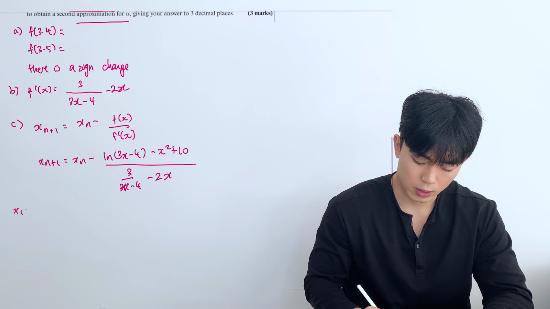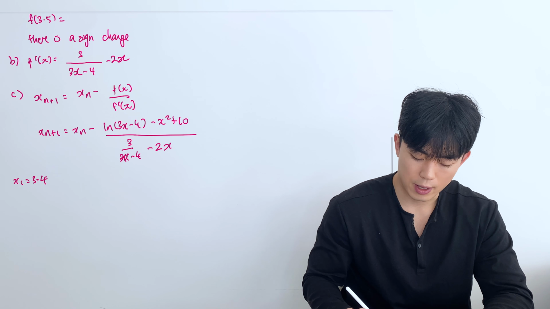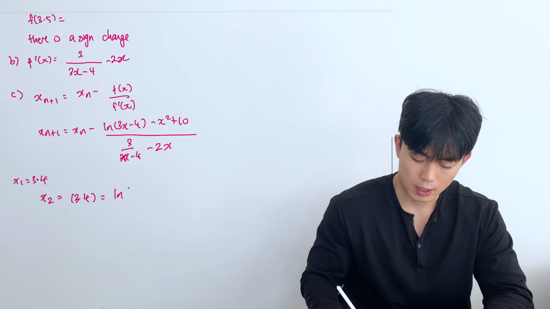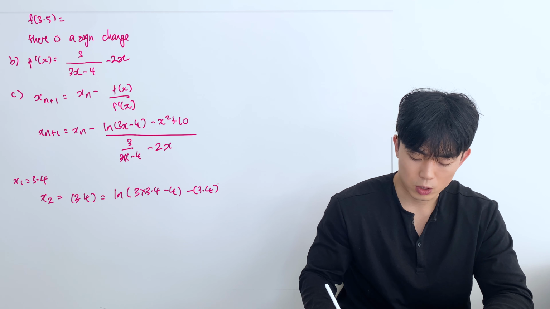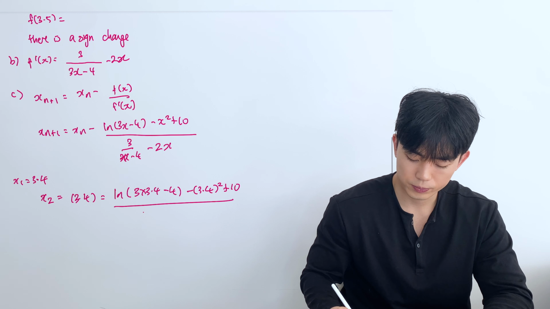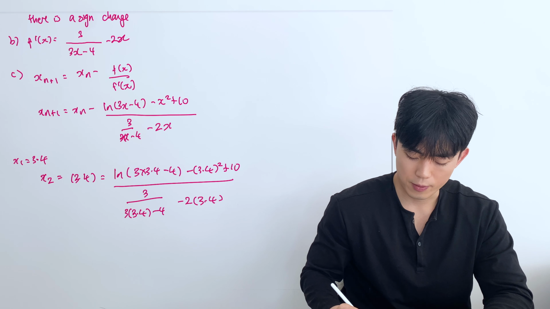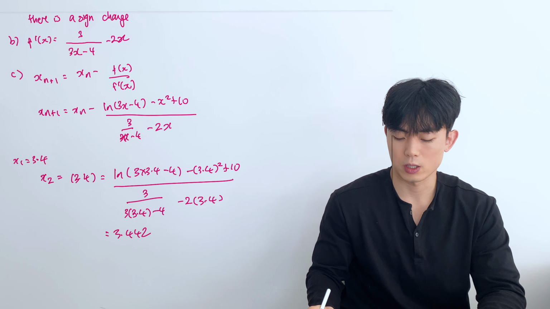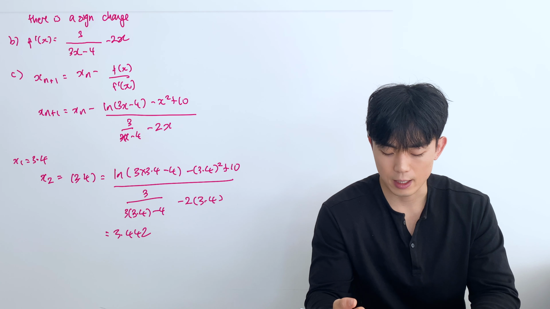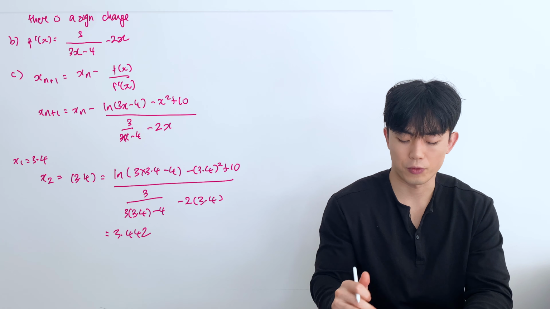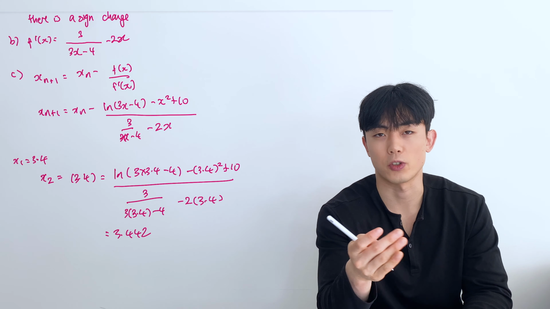So x1 is 3.4. So therefore x2, you just have to show yourself plugging in. So 3.4 minus, and then ln(3 times 3.4 minus 4) minus 3.4 squared plus 10 all over 3 over (3 times 3.4 minus 4) minus 2 times 3.4, and you'll get a value of 3.442. So you just need to show yourself plugging in, and that's about it. It's not too difficult, right? It's just making sure that you get the right derivative, make sure it's in the right form, and then just find your next iterations or next approximations.